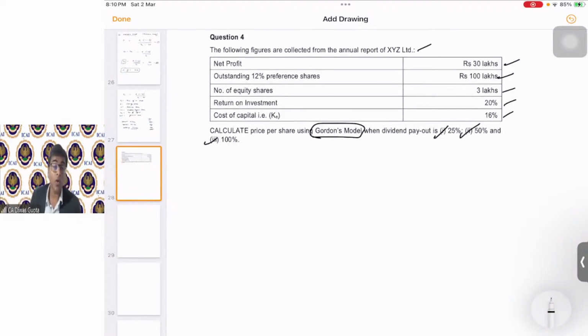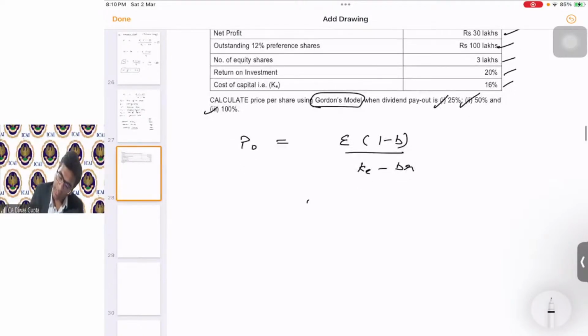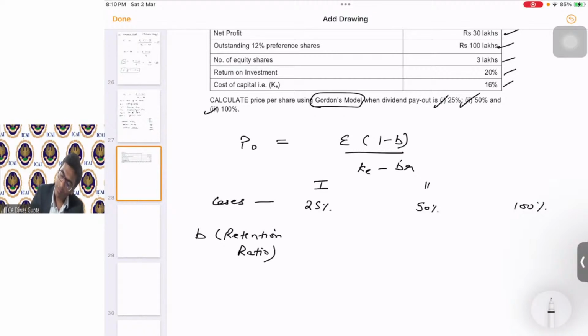So students, first of all, what is Gordon's model? P0 is equal to E(1 - b) divided by KE minus b into R. Correct? So let's calculate for all these three cases. First of all, what is B? What is 1 minus B? Right? What is B? B is the retention ratio. Correct? B is actually retention ratio. So here we have taken cases 1, 2, and 3. All these three cases that we have taken.